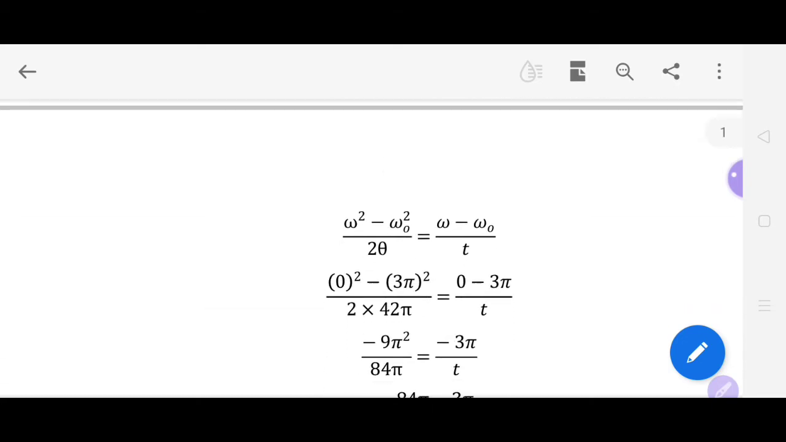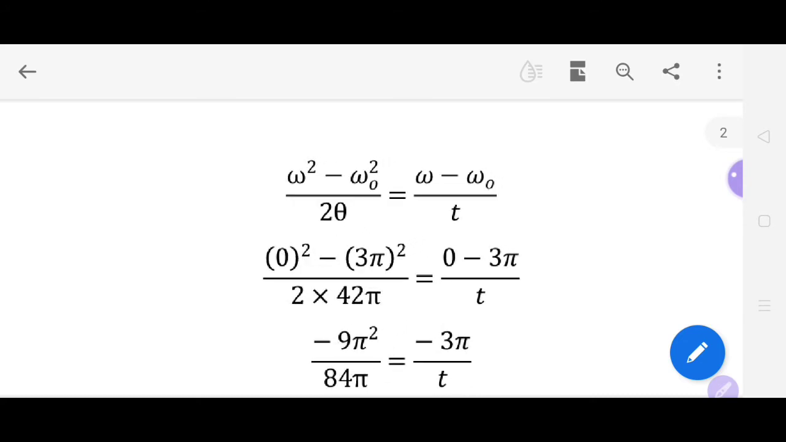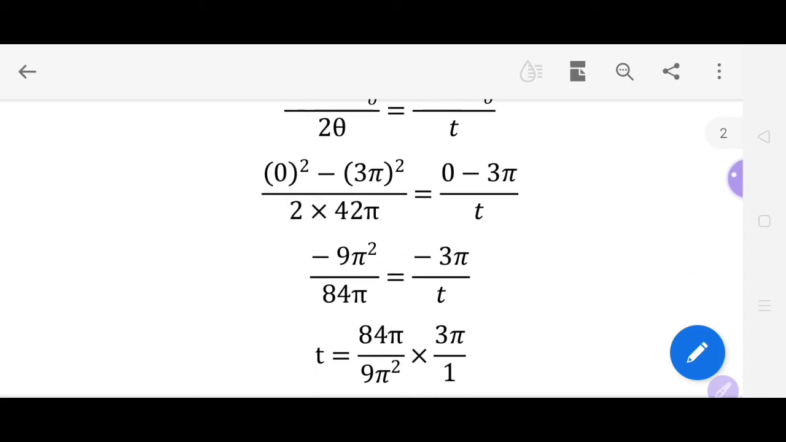Now we can compare these two equations. As we compare, we will get omega square minus omega 0 square by 2 theta equal to omega minus omega 0 by t. Now putting these values, omega is 0, omega 0 is 3 pi, and theta is 42 pi as we just calculated.